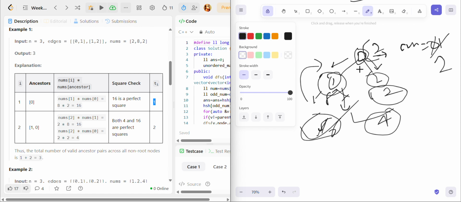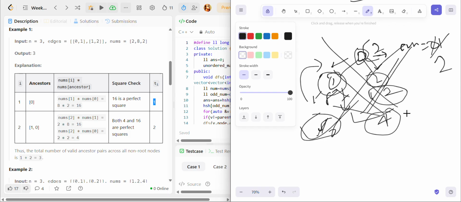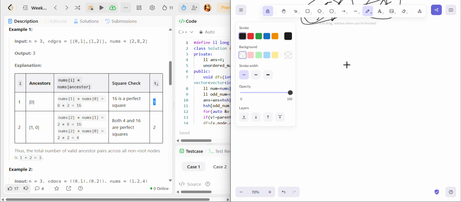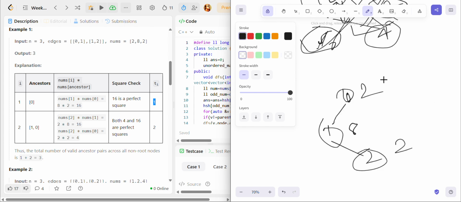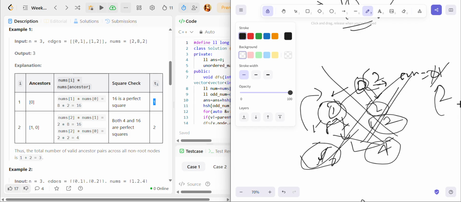Now for the 1 and 0, oh sorry, this is not a tree, very sorry. This is the first example: 0, 1 and 2. Its value is given as 2, and 1's value is given as 8, and the last value is given as 2. In this tree, the answer will come to 3 only.